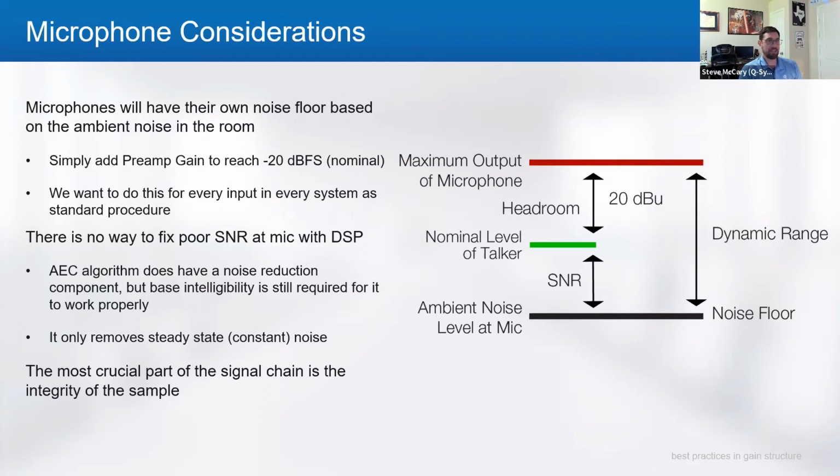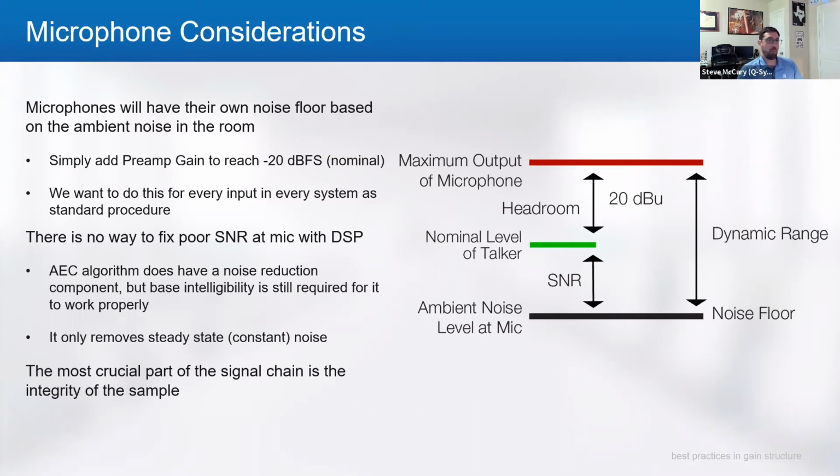So let's talk about microphones. Microphones have their own noise floor because they are picking up ambient noise in the room. So same concept applies here. You want to add preamp gain until you get to negative 20 dBFS. And if you have a really high noise floor on a microphone, you really want to try to shoot for 15 dB above the noise floor. That's the AVIXA standard for speech intelligibility.